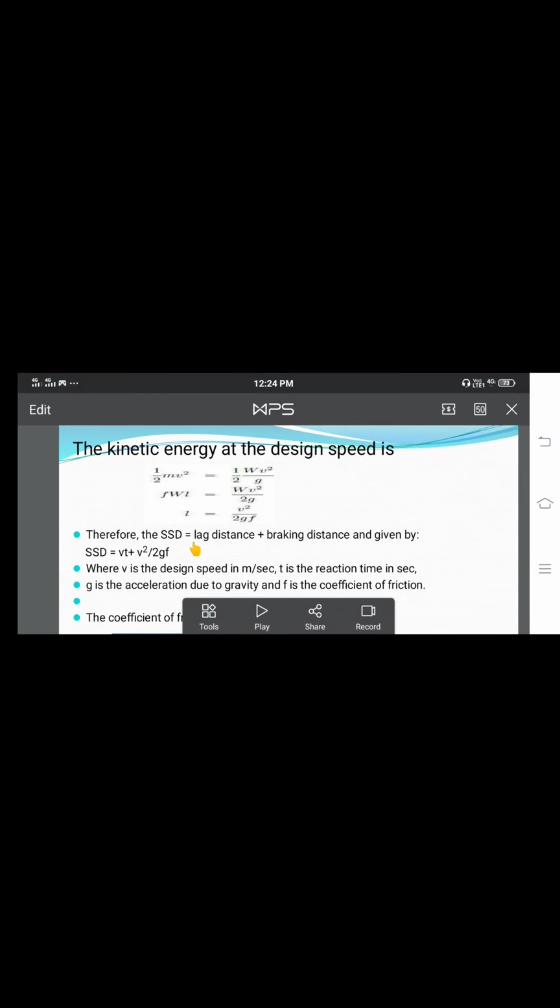So our kinetic energy is what? Work done, okay, isn't it? So previously here what we got? FWL, isn't it? As it is. Here Wn, n is the gradient. Gradient in terms of percentage. So it is Wn divided by 100. So W is the weight of the vehicle, n is the gradient divided by 100, into the L. L we have taken common.